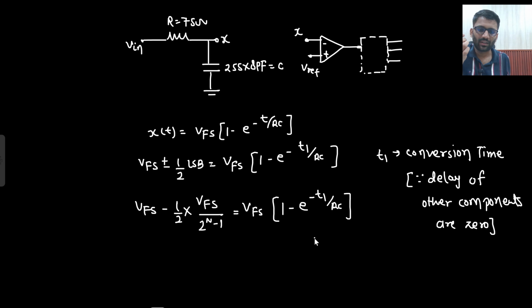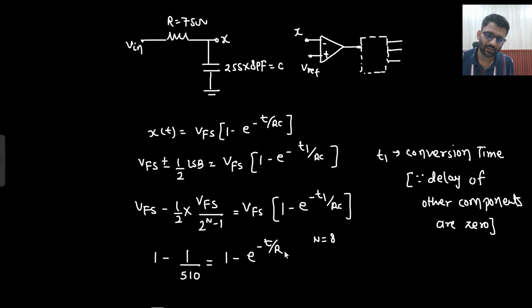So n is equal to 8 here. I will put the value of n equal to 8 and we'll find the value. Shall I show you the calculation, or can you do it on your own? I think you should be able to do it on your own. VFS will get cancelled. Let's write down one more step, otherwise people will get confused. 1 minus 2 into 2 to the power 8, what would that be? 256 into 2, that would be 255. 255 into 2 would be 510. V full scale is getting cancelled: 1 minus e to the power minus T1 by RC. I hope now you can solve on your own, right?